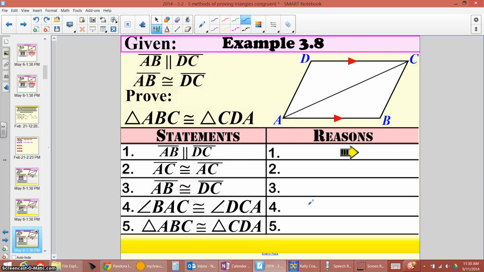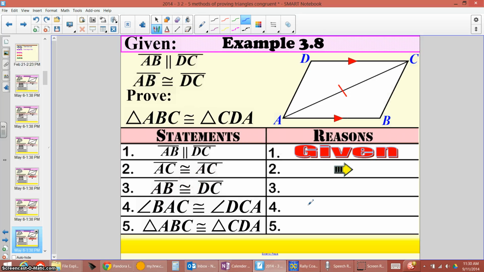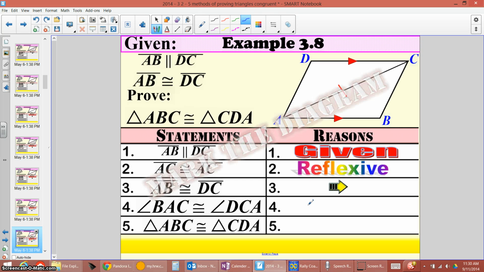You need to mark it on the diagram. Reason for it? Given. Now AC and AC, that's not given to me, but AC is congruent to AC. I'm going to mark it on the diagram. Why would that be equal to itself? Reflexive. You got to be able to use those. Reflexive and transitive are really important. Now, AB is congruent to DC. That came from the given, but we still have to mark it on the diagram and tell me that it was given.